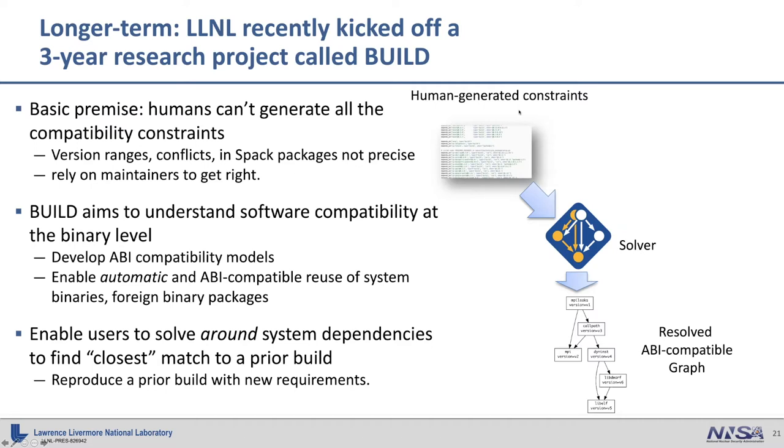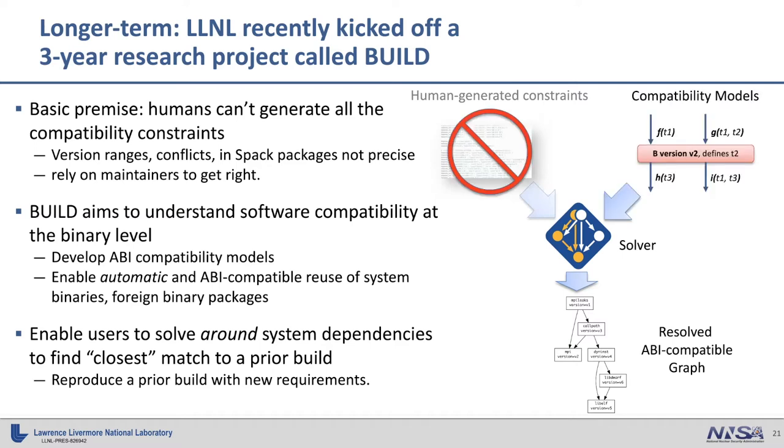We're trying to build techniques, in a research project at Livermore that we kicked off this past year, to get rid of some of these human-generated constraints and replace them with actual models of ABI compatibility. We would analyze the binaries on the system and be able to say, that's zlib version whatever that happens to be on this system. To interact with that, or to reproduce something functionally with that particular library, we would have to build all these other components around it with particular versions and configurations of their own. We run that through a solver and we get this ABI-compatible graph.